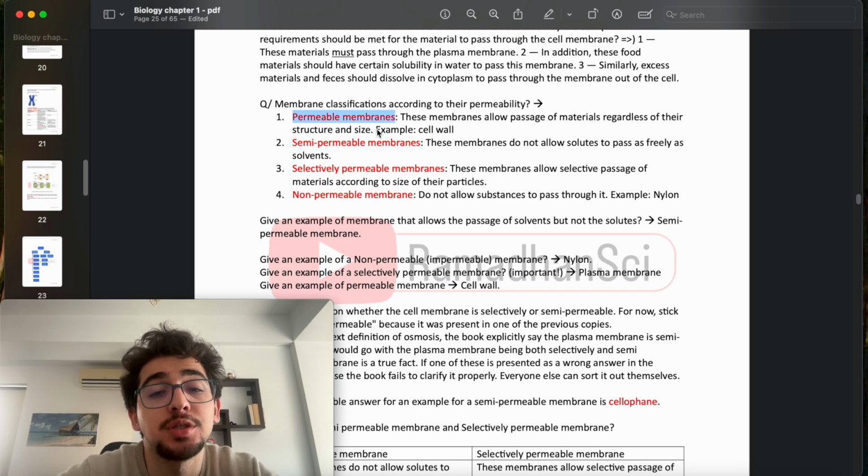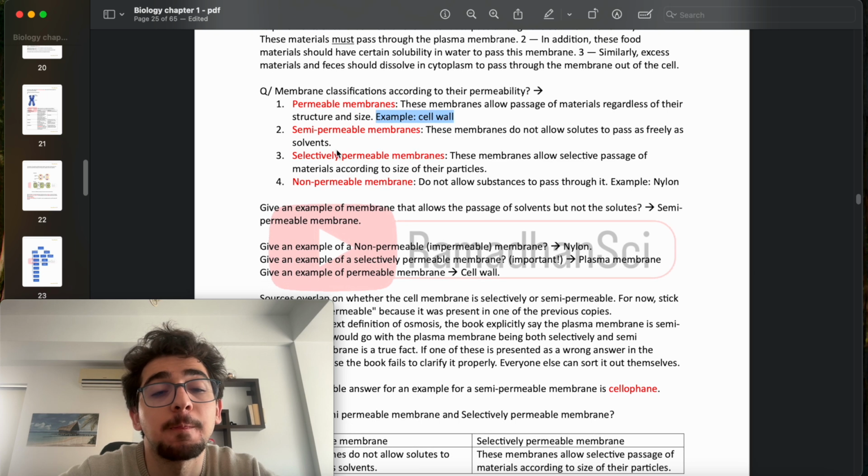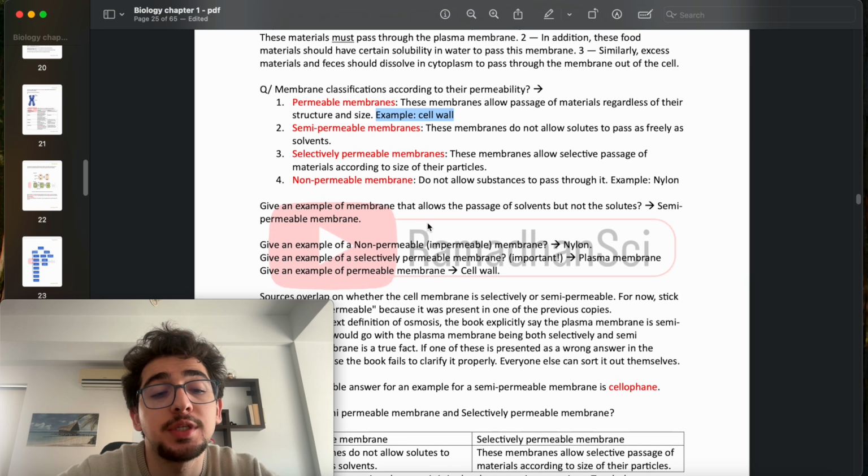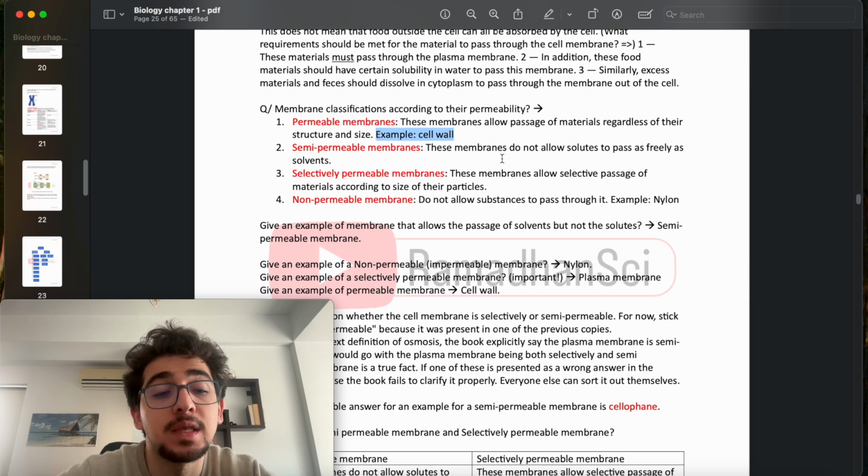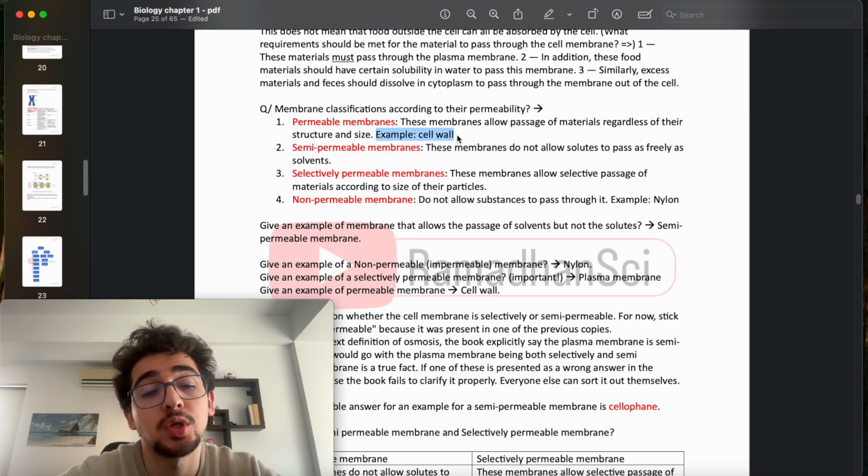The example mentioned is the cell wall. Of course, you need to pay attention to the blank question, as this here can be a blank question, or the example of the cell wall being a blank question. Also, the question that states what is, or give an example for each of the following, and they will tell you a permeable membrane. It's just the cell wall.